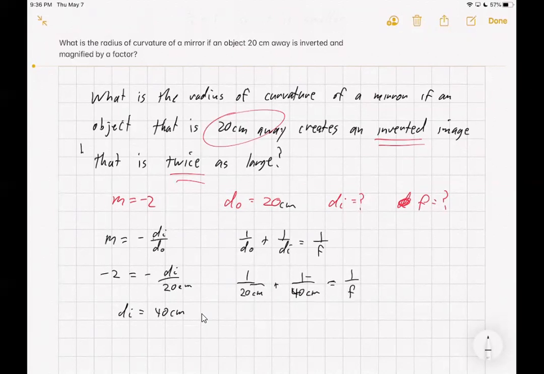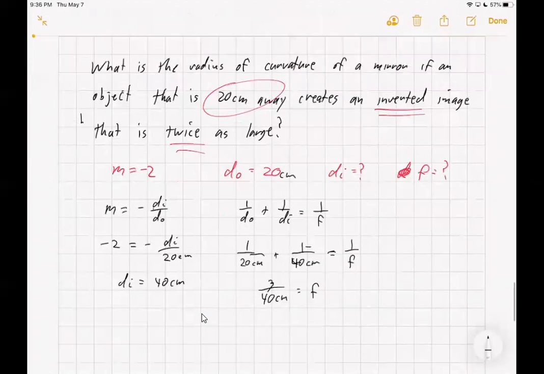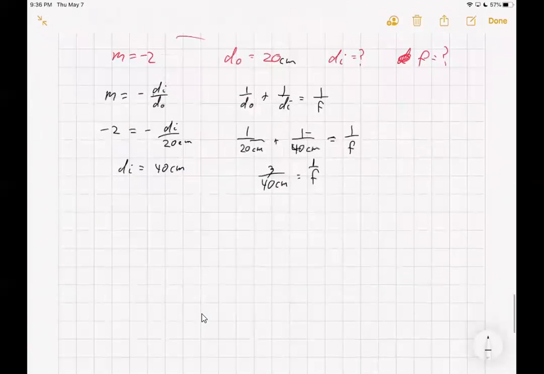Okay, so let's add these fractions. If we think of the first one as 2/40, we have a total of 3 over 40 centimeters is equal to 1 over F. Therefore, F is equal to 40 centimeters over 3. All right. And then we can double that to find R. R is twice F. So we'll double it before we make it into a decimal. So it's 80 over 3.